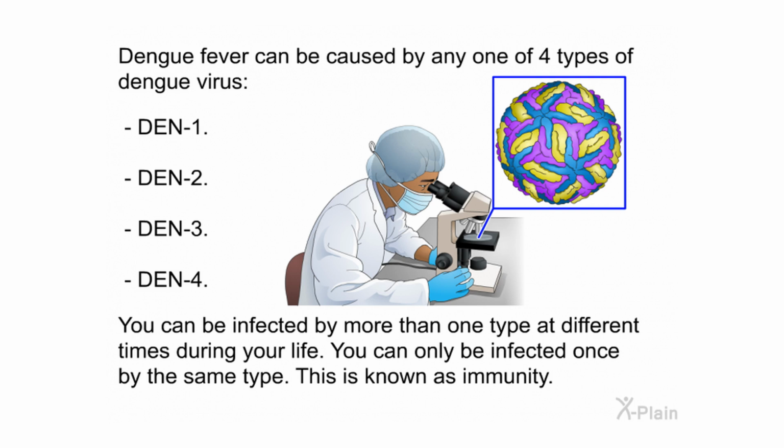Dengue fever can be caused by any one of 4 types of dengue virus: DEN1, DEN2, DEN3, DEN4. You can be infected by more than one type at different times during your life. You can only be infected once by the same type. This is known as immunity.